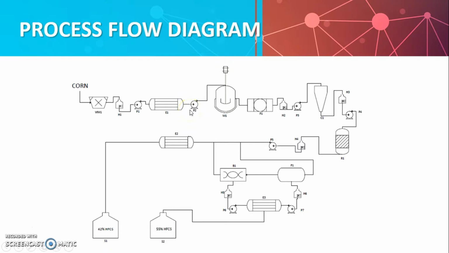In this liquefaction process, an enzyme is added, which is alpha amylase enzyme. The purpose of adding the enzyme is to break down the starch into glucose. The temperature in the liquefaction process is 100 degrees Celsius to ensure the starch is heated evenly.